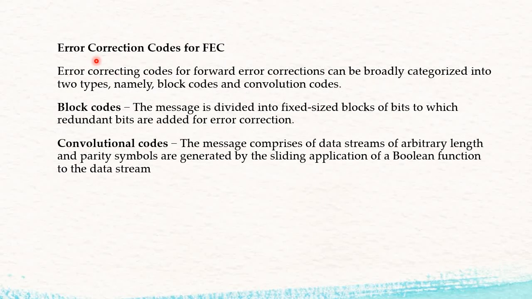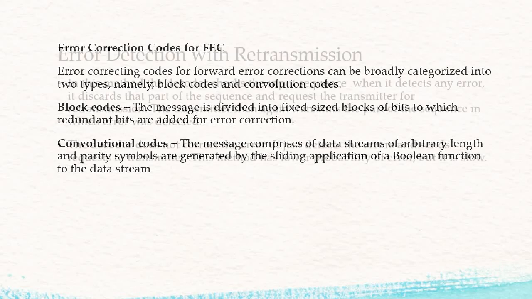Then the next one is error correction codes for FEC, or forward error correction. The error correcting codes for forward error correction can be broadly categorized into two types. First one is block codes and the second one is convolution code. In block codes, the message is divided into fixed size blocks of bits to which the redundant bits are added for the error correction. In convolution code, the message comprises a data stream of arbitrary length, and the parity symbols are generated by the sliding application of a Boolean function to the data stream.